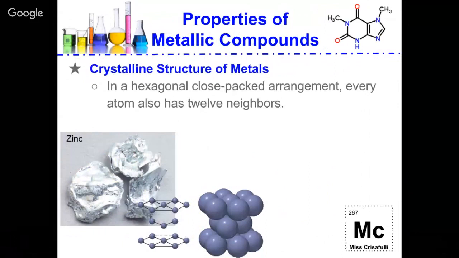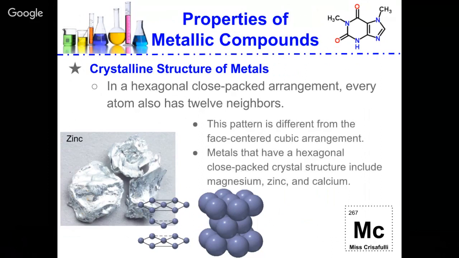And the last one is hexagonal close packed arrangement, where every atom also has 12 neighbors. So this pattern is different from the face-centered cubic arrangement, and metals that have a hexagonal close packed crystal structure include magnesium, zinc, and calcium.